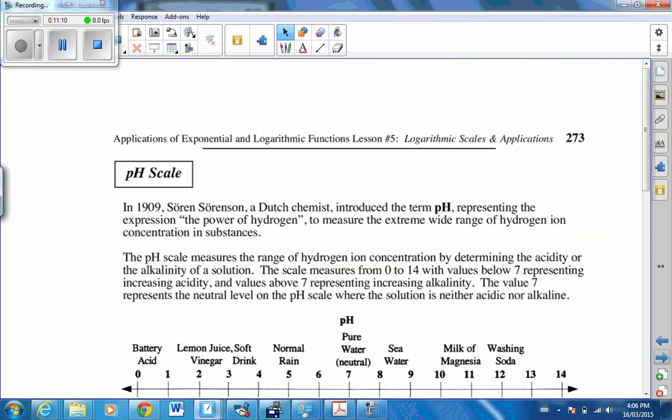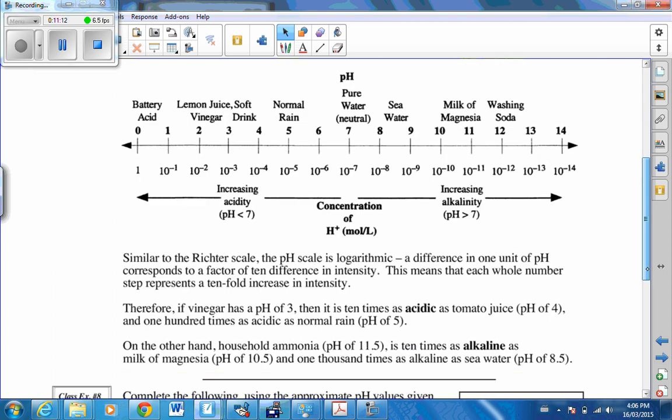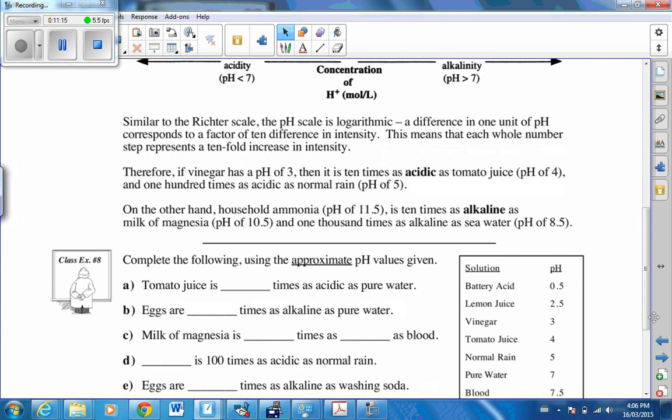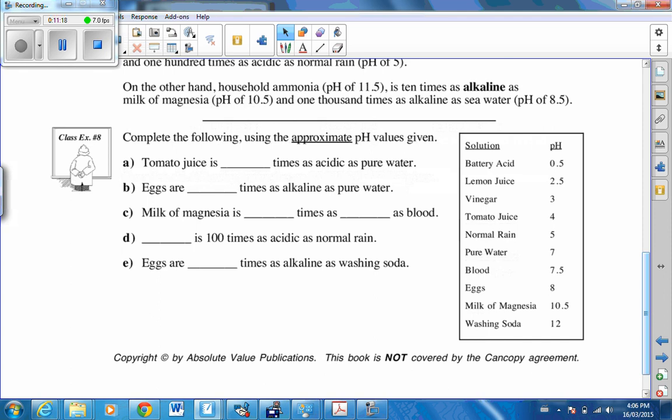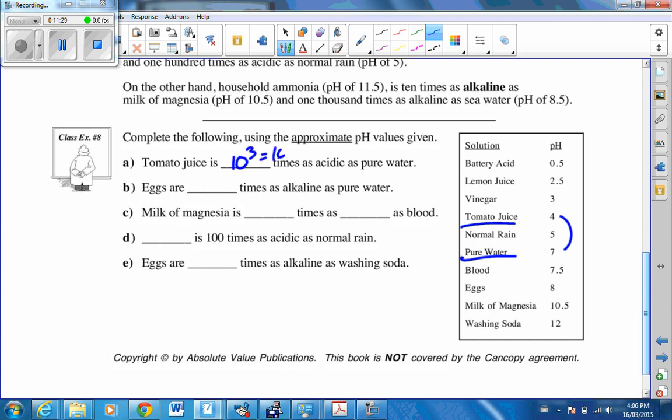All right, same thing is true of pH. So all I have to do is compare these two things, tomato juice and water. Tomato juice is here, pure water is here. It is a factor of 3, so it's going to be 10 to the 3rd, or 1,000 times as acidic. Eggs are, and the thing that we need to remember here is that you can talk about going up the scale of alkalinity or going up the scale of pH.